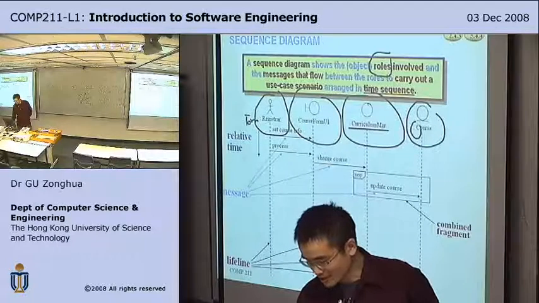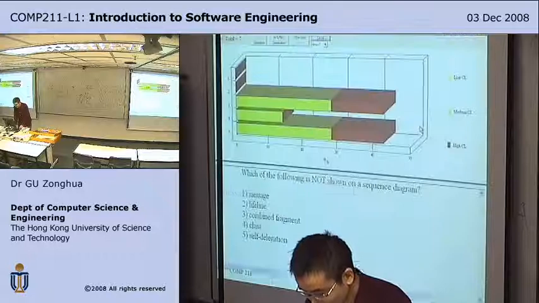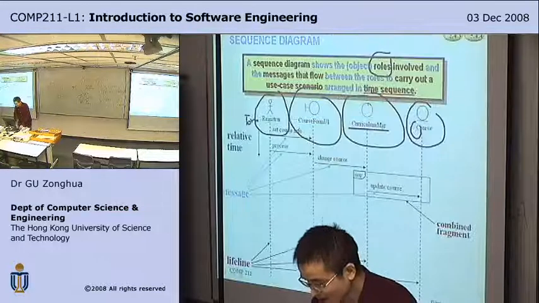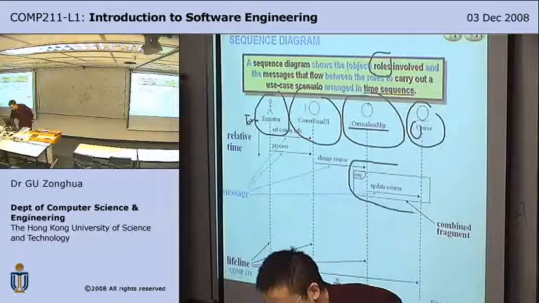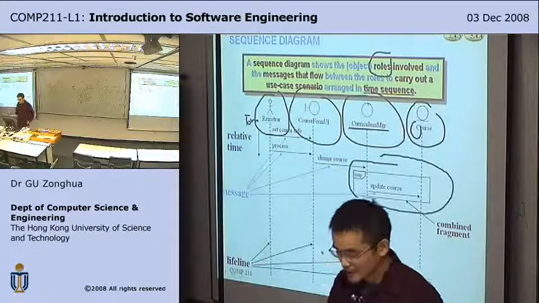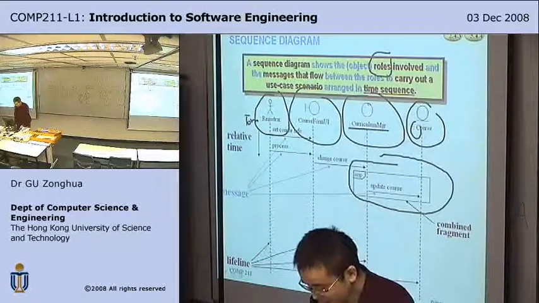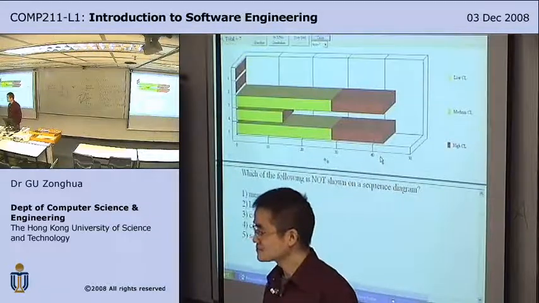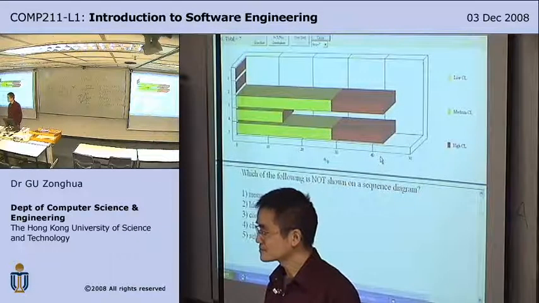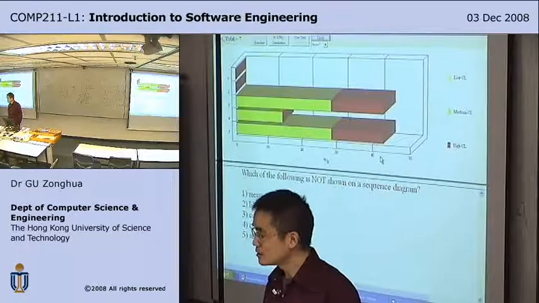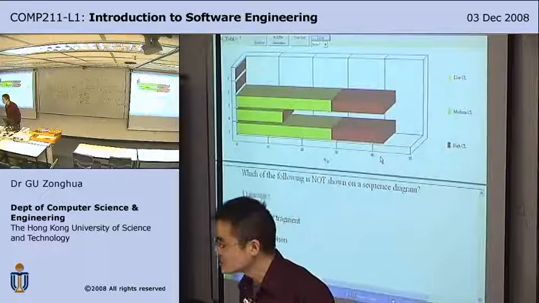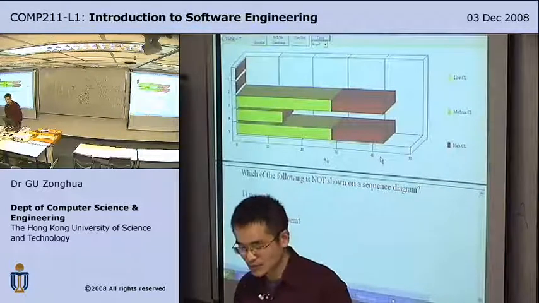So the others are there. Messages are there, lifelines are there, and combined fragments, that is this thing here, representing loops and alternatives and break. Represents what? Represents objects.